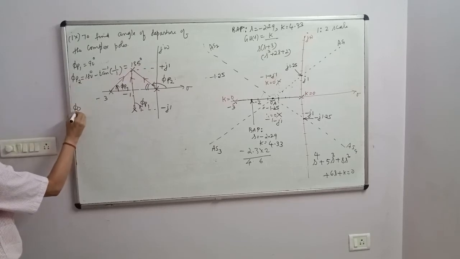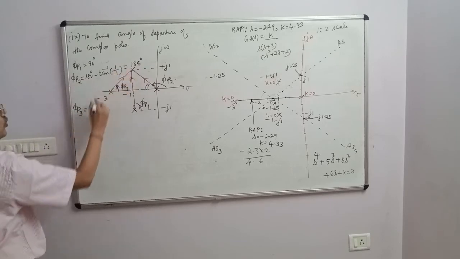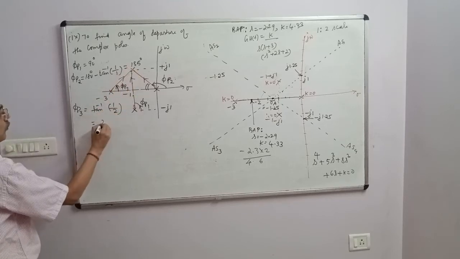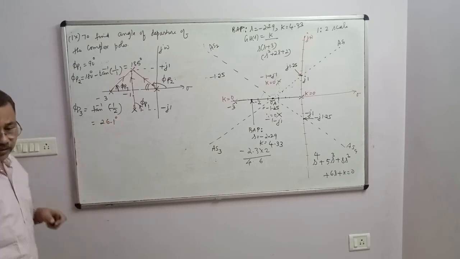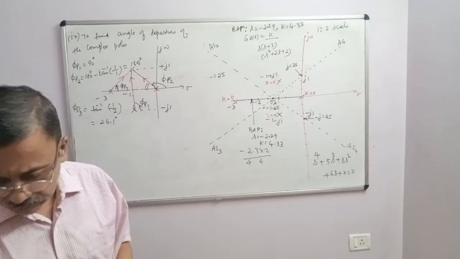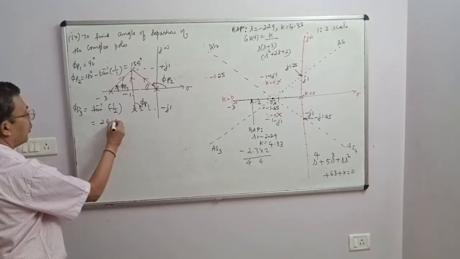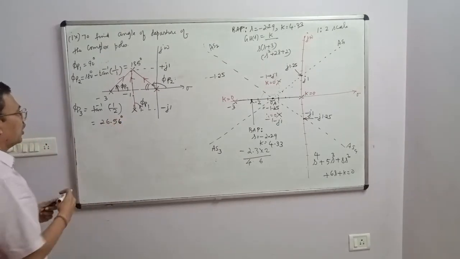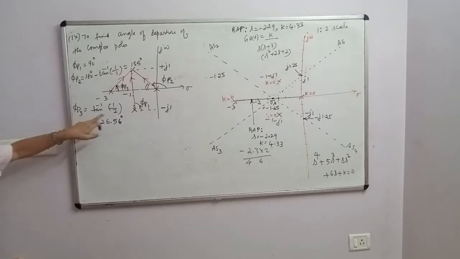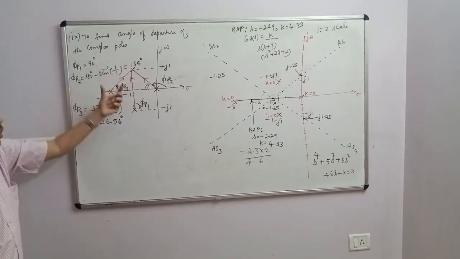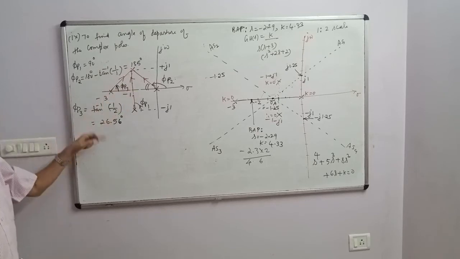What is phi p3? Tan inverse of opposite side 1, adjacent side 2, tan inverse of half. It means 26.56 degrees, using the calculator. How did you get half? Opposite side is 1, adjacent side is 2, so tan inverse of half.